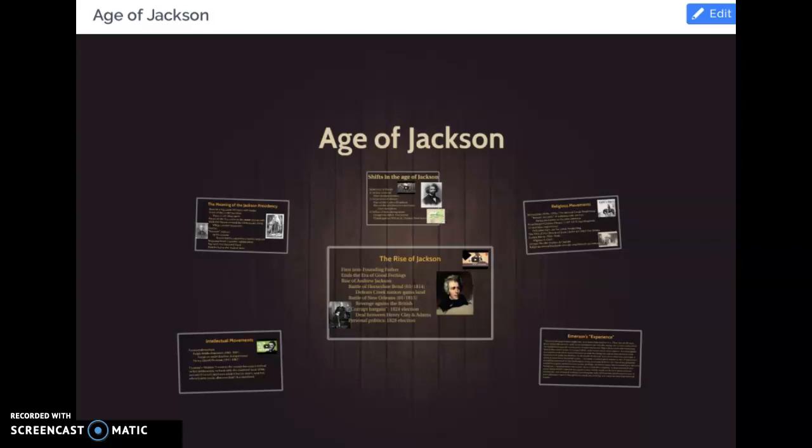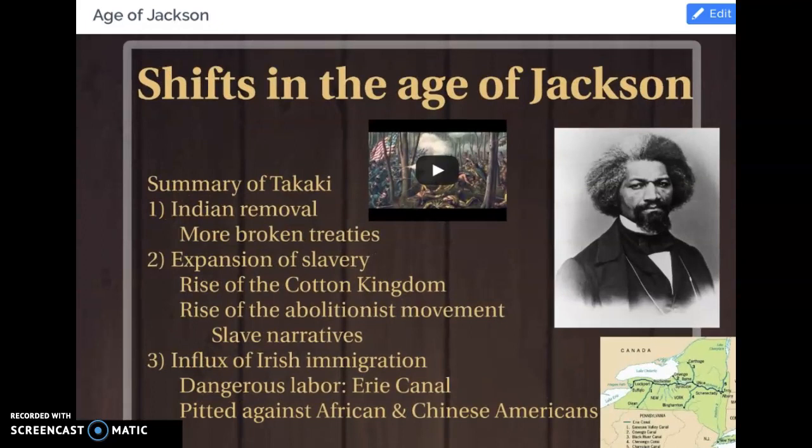So some of the big shifts that we're going to see happen in Jackson's time, that you're reading about in your textbook, is first of all, probably the most infamous aspect of Jackson's presidency, the Indian Removal Act. More broken treaties occur there. Make sure to check out the video.